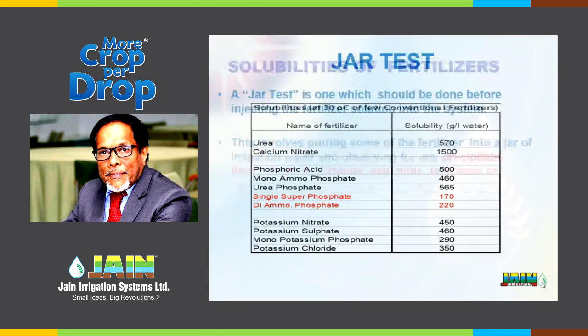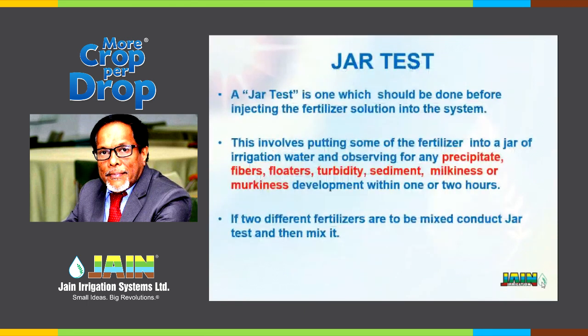Now what we call a standard operating procedure: do a jar test. Many farmers sometimes even call me on my mobile and ask, sir, I got a new fertilizer from a supplier, some shop. It is white in color, granular but powdery also, rough feeling. Can I use it for fertigation? This is what the question used to be.